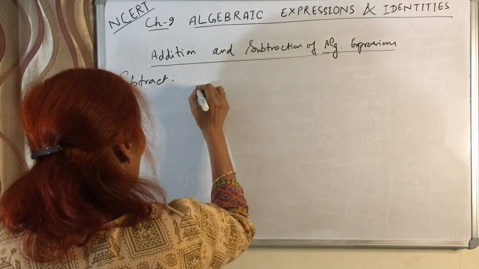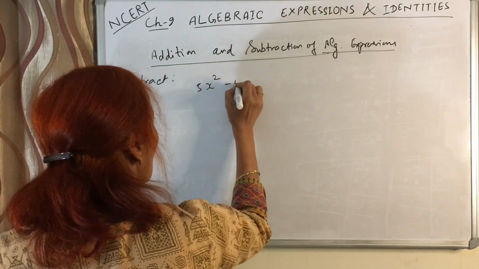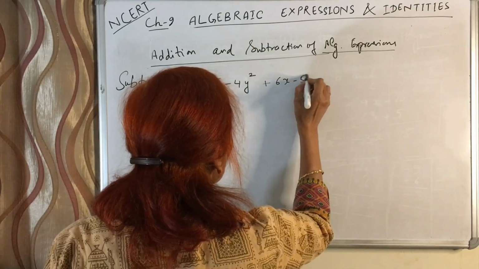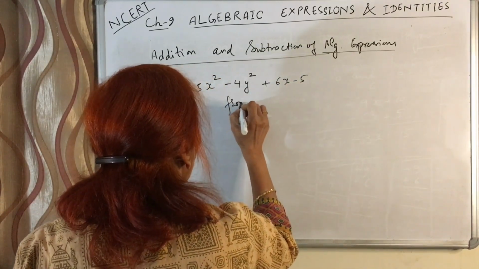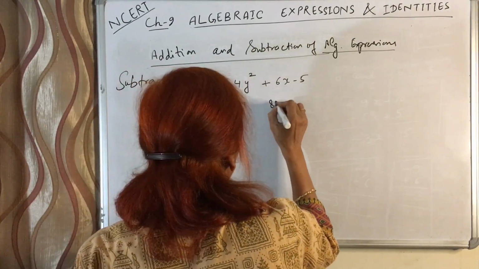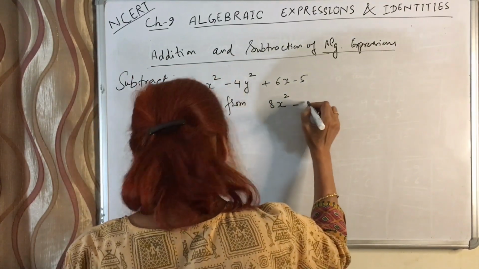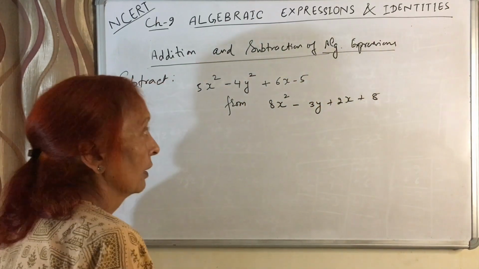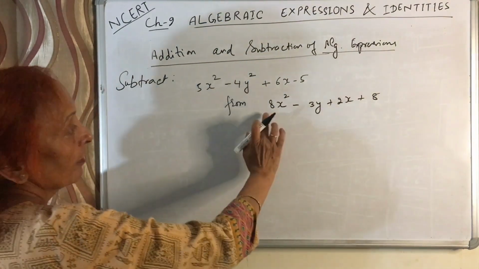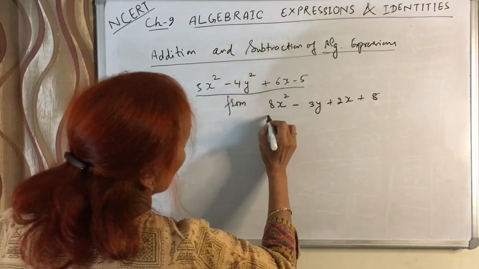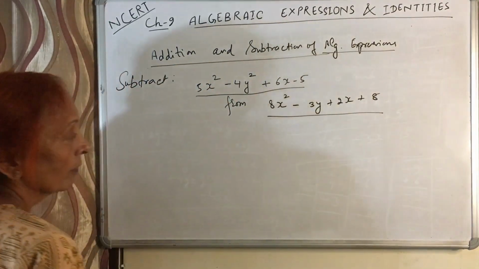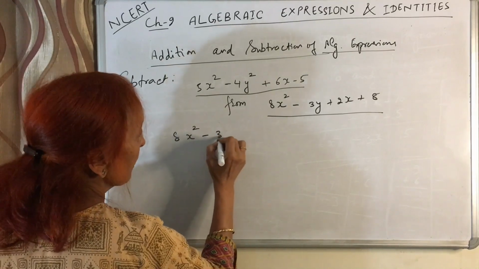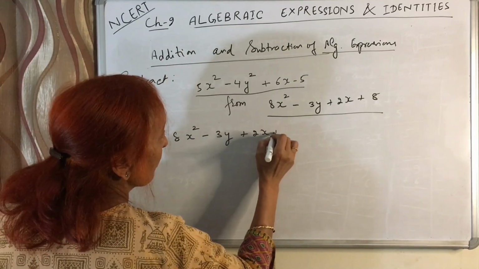Next is subtract 5x square minus 4y square plus 6x minus 5 from 8x square minus 3y plus 2x plus 8. Now this expression is to be subtracted from this. The one from which it is to be subtracted, we'll write first: 8x square minus 3y plus 2x plus 8.